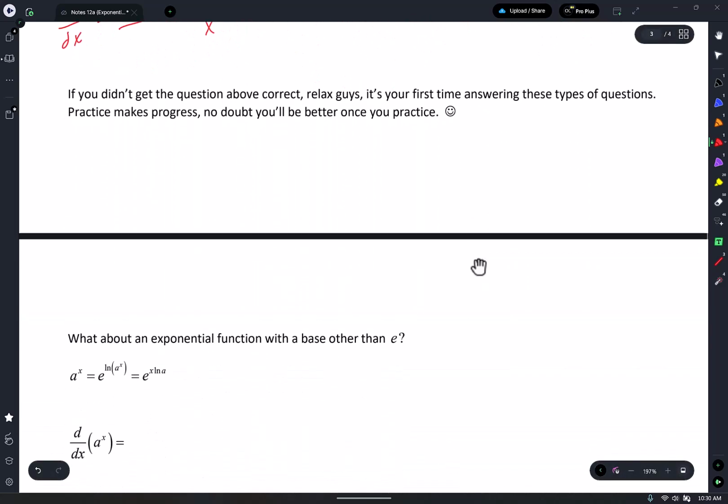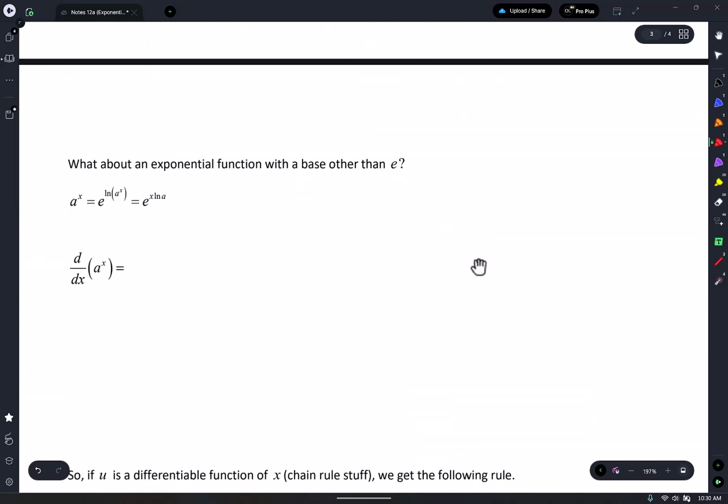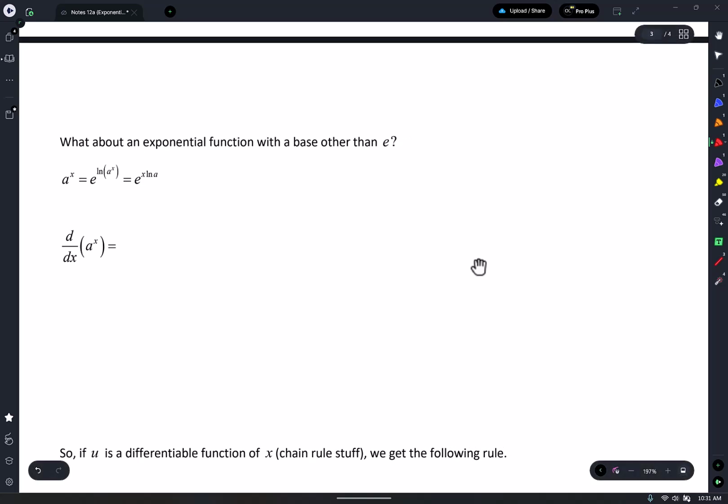All right, here we go. Let's see if I won't mess up this time. What about an exponential function other than base e? Real quick prerequisite, do you guys know that? Let's just talk about what we should more or less know.